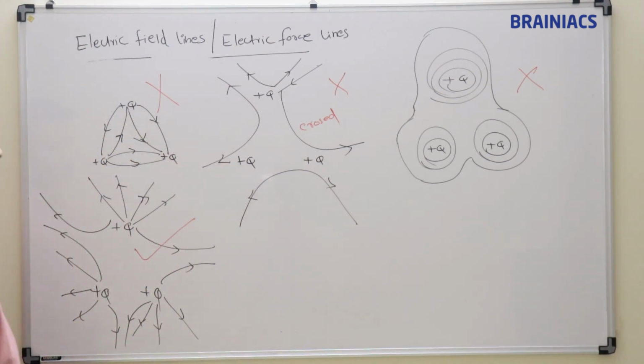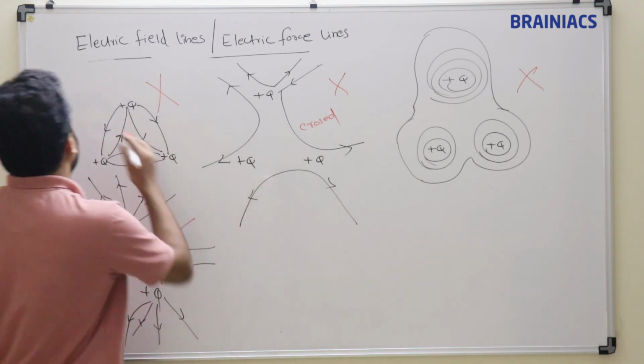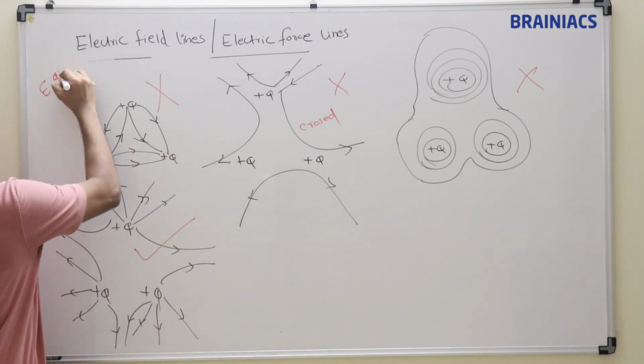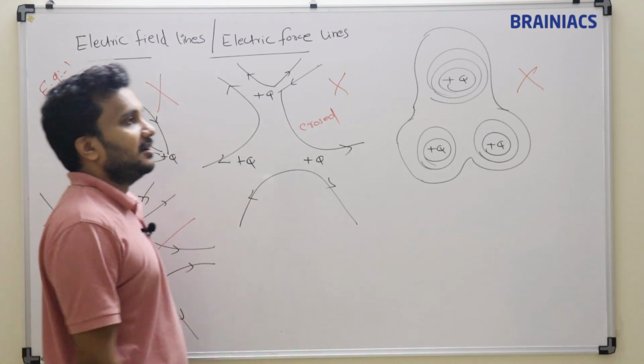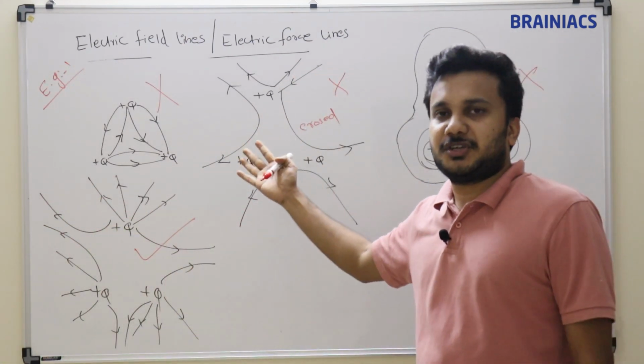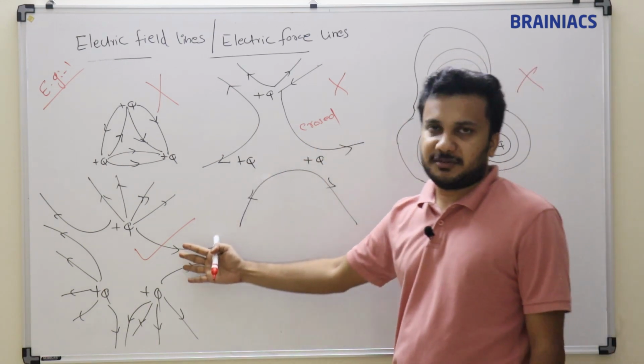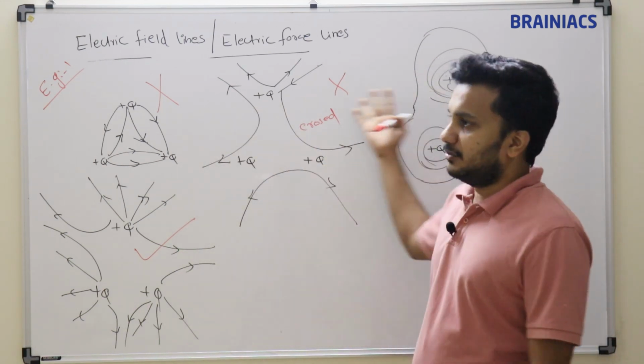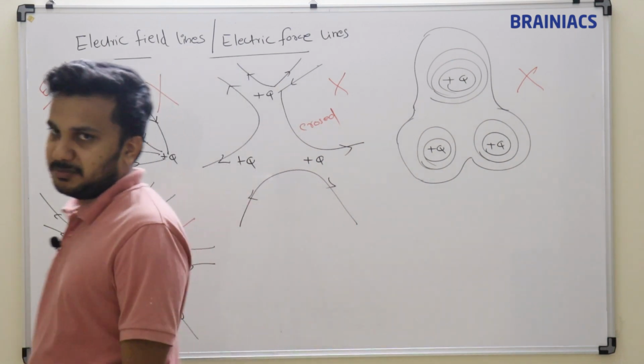So always remember. This is one example to help you understand how questions come from this topic for entrance exams: which of the following is the correct representation of the electric field lines? This is the correct representation. All 3 at the top of the board are wrong representations.